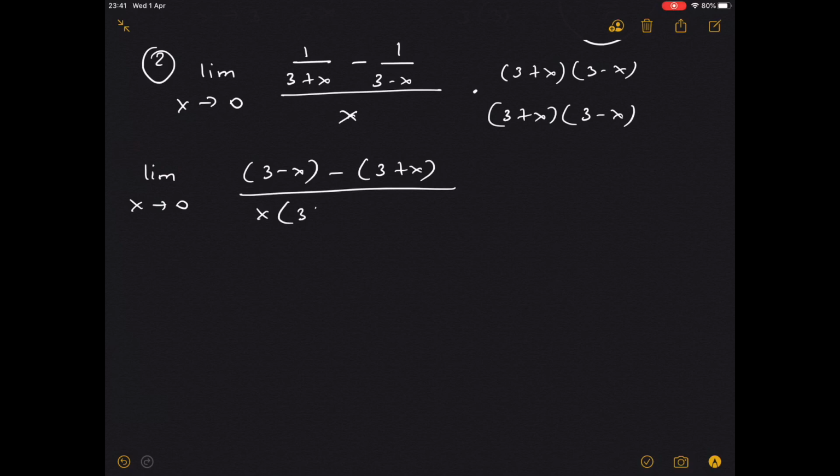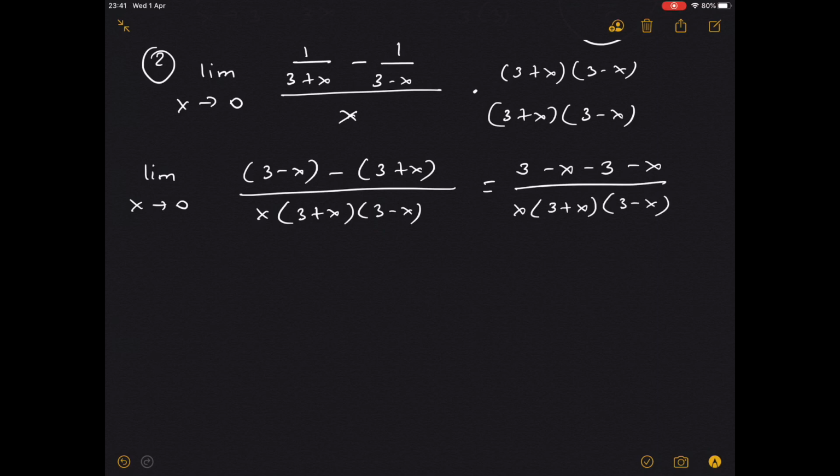I will not combine the denominator, I just leave it that way. So in the numerator, you will have 3 minus x minus (3 plus x), all over x times (3 plus x) times (3 minus x). So the resulting function in the numerator, you will have 3 and minus 3 is 0. So you will have negative 2x over x times (3 plus x) times (3 minus x).